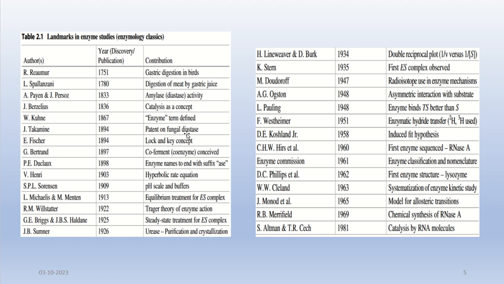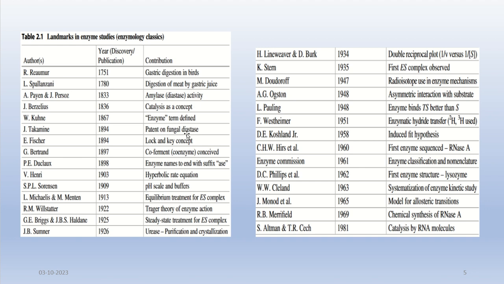Stone first observed the ES complex in 1935. Then Doudoroff used radioisotopes in enzyme mechanism. Ogston, asymmetric interaction with the substrate. Pauling, enzyme binding. Then Westheimer, enzyme hydride transfer. Now another scientist you have to remember, Koshland. D. Koshland Jr. in 1958 gave the induced fit hypothesis in enzymes.